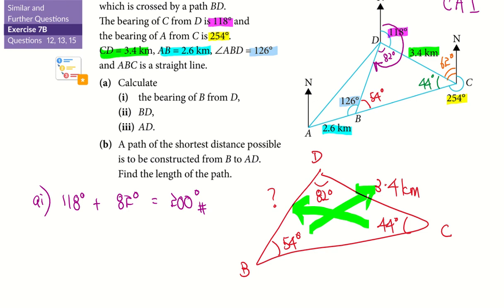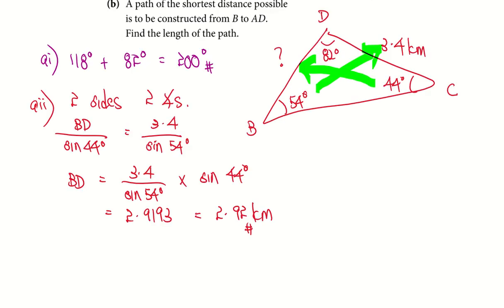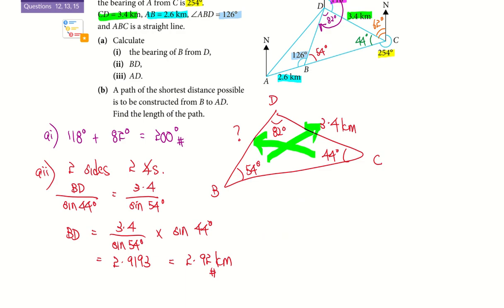Two sides and two angles, I can make use of the sine rule. Same thing, applying the sine rule. With some simple manipulation, you will find the length of BD corrected to 3SF, and I'll obtain BD to be 2.92 km. In part 3, I will need to find the length of AD. It's pretty obvious, if I want to find AD, I have to make use of the triangle ADB.